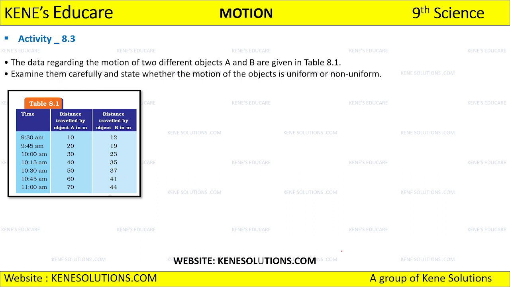Okay, let me tell you the activity. The distance traveled by object A is uniform. As you can see, the numbers are so uniform, right? And after every 15 minutes, the object is moving 10 meters, right? So that becomes a uniform motion.